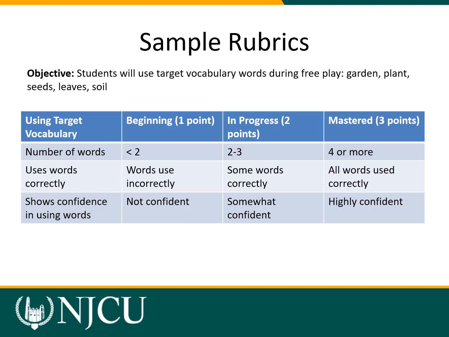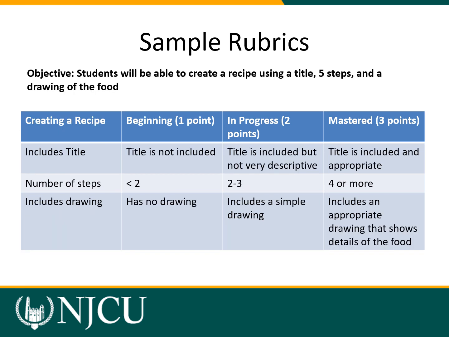Here's another example. The children will use the target vocabulary words during free play: garden, plant, seeds, leaves, and soil. So I'm going to put on one row the number of words that they were able to use. Did they use the words correctly? Was the meaning correct? And the third part was showing confidence in using the words. So we've got 3 different lines. They measure different things. And then we've got the quality points going across.